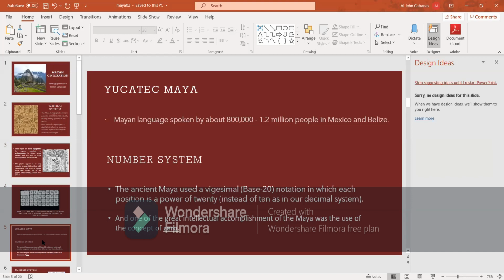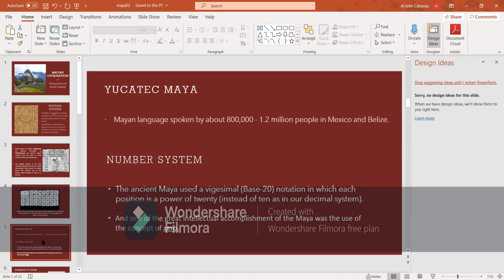Mayan language, at tawag sa Mayan language is Yucatec Maya. So, this Mayan language was spoken by about 800,000 to 1.2 million people in Mexico and Belize. And pasok tayo sa number system. So, ito yung mas komplikadong part ng topic or ng discussion natin.